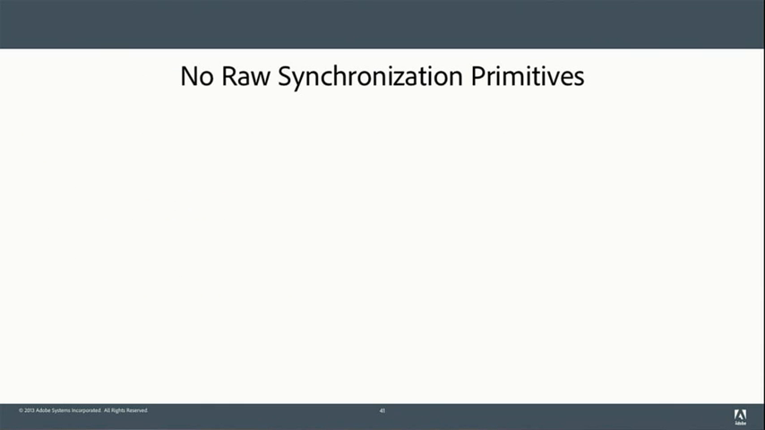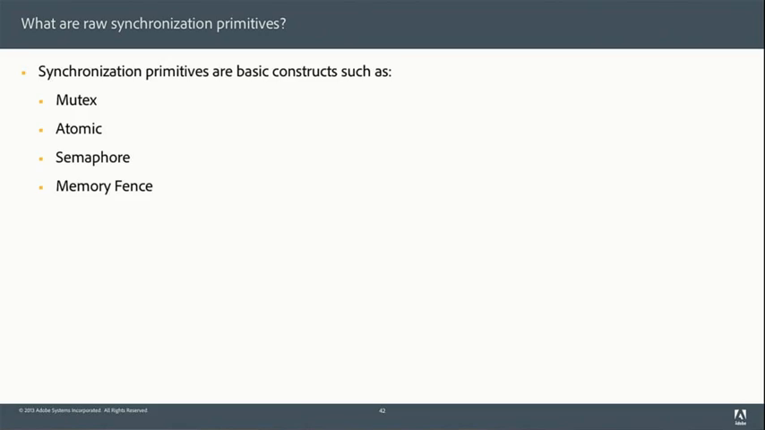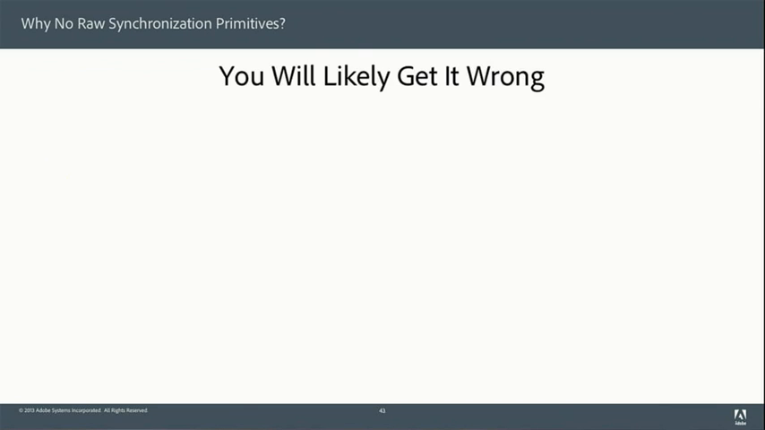Okay, goal number 2. No raw synchronization primitives. Well, what do I mean by raw synchronization primitives? I mean mutexes, atomics, semaphores, memory fences. Why? Because you'll likely get it wrong. I say this from painful years of experience.